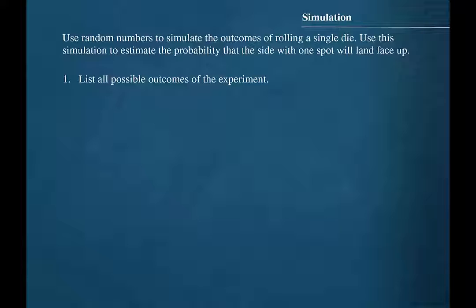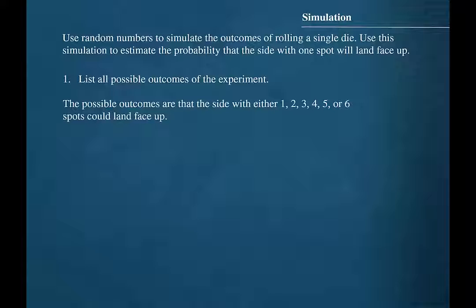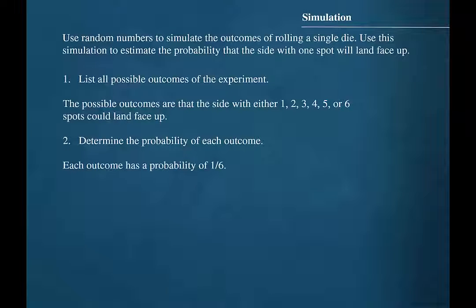Step 1 is to list all possible outcomes of the experiment. The possible outcomes are that the side with either 1, 2, 3, 4, 5, or 6 spots could land face up. Step 2 is to determine the probability of each outcome. Each outcome has a probability of 1/6.